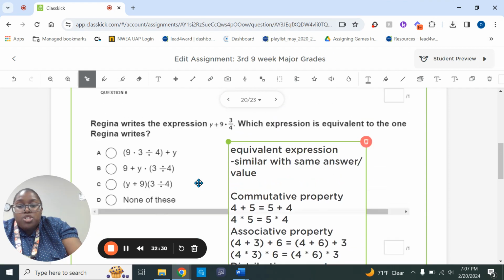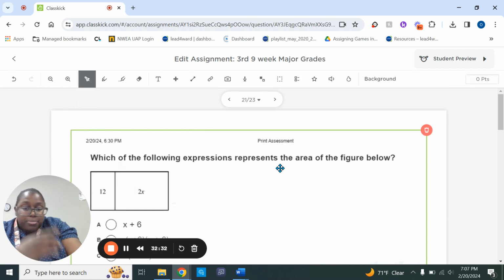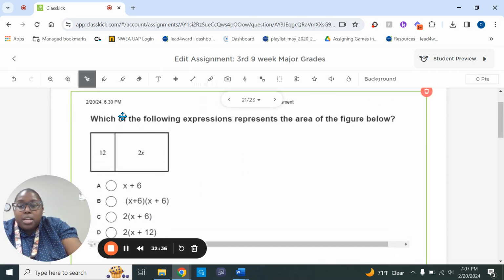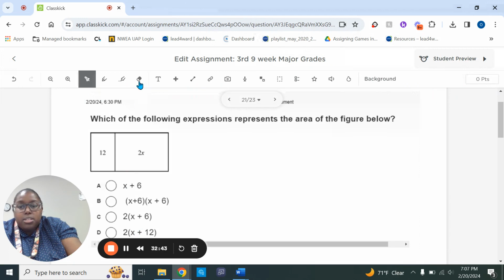All right, moving on to number 7. I hope this is not an hour-long video, but we'll see. Which of the following expressions represents the area of the figure below? And then we have this.